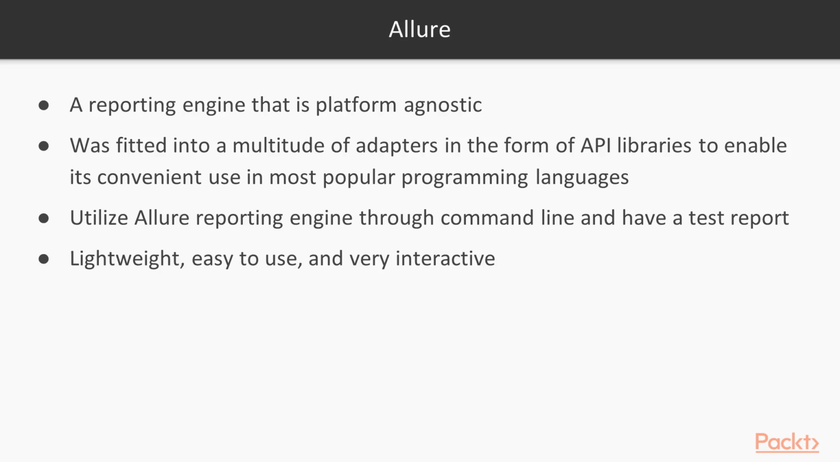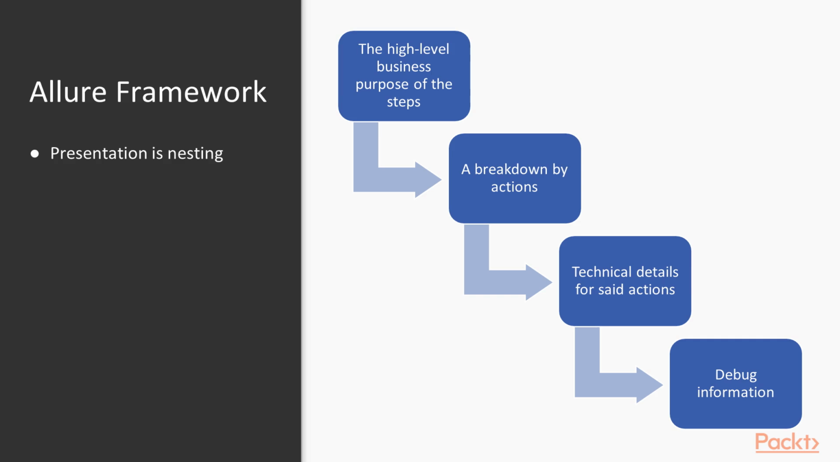Allure is lightweight, easy to use, and is very interactive. The essence of Allure's presentation is nesting. You can use it as levels of technical detail or importance. At the top, you will have the high-level business purpose of the steps. Inside that, you will have a breakdown by actions. Inside, you will have technical details for said actions. And inside technical details, you can have debug information.